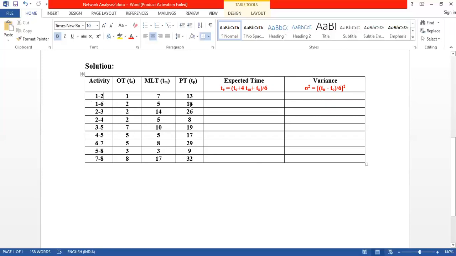For the first activity, T0 is 1 plus 4 into 7 plus Tp is 13, and the whole is divided by 6. So let us add: 7 into 4 is 28 plus 1 is 29. 29 plus 13 is 42 by 6. 42 by 6, so it is 7.